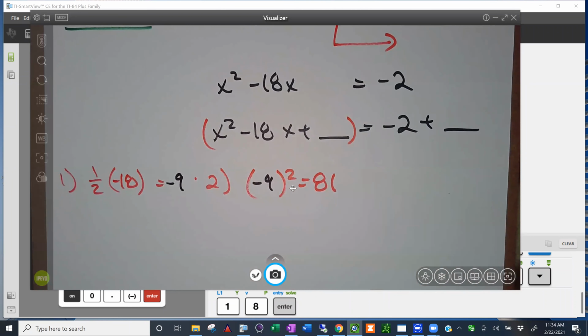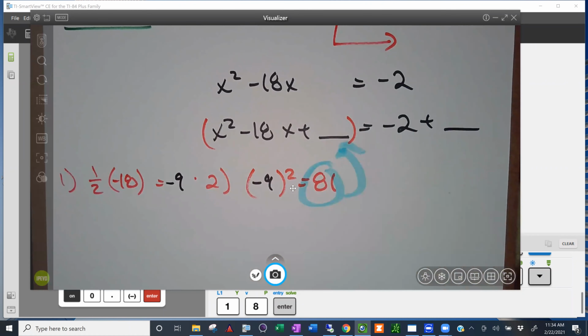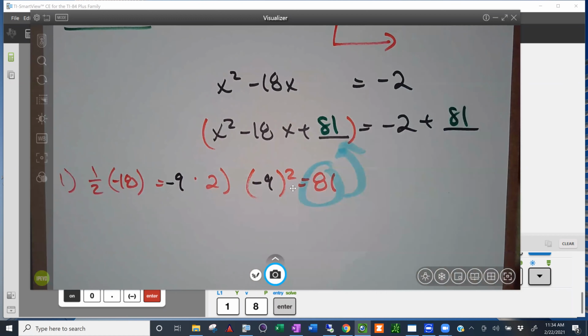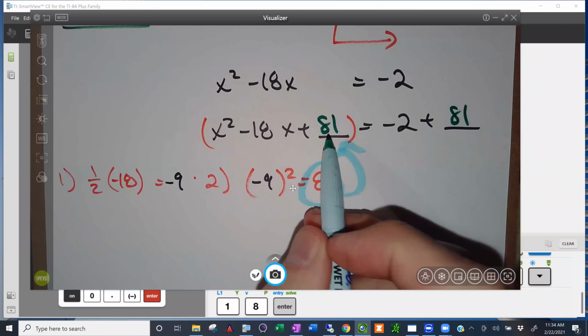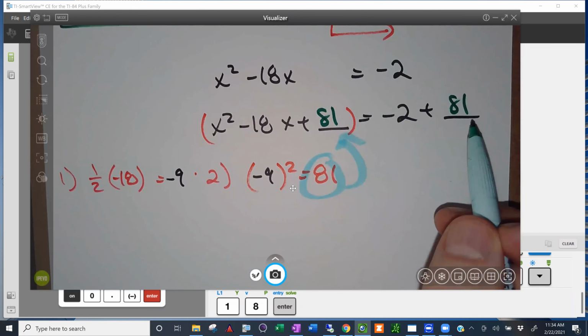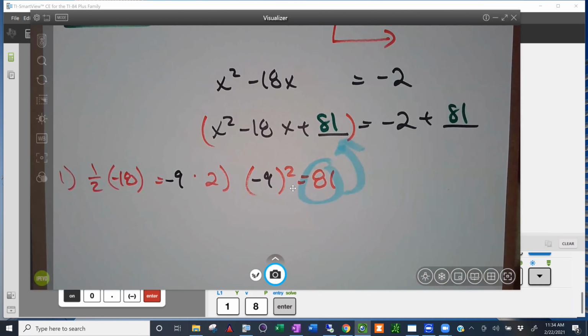So I'm getting two numbers out of this process. That 81 goes right there. So I'll add 81 to both sides of this problem. I'll add 81 here and 81 here. All I did on the left-hand side was complete the square. And because I added 81 to the left-hand side, being a fair-minded guy, I also added 81 to the right-hand side. So this is just completing the square like we worked on in example E.